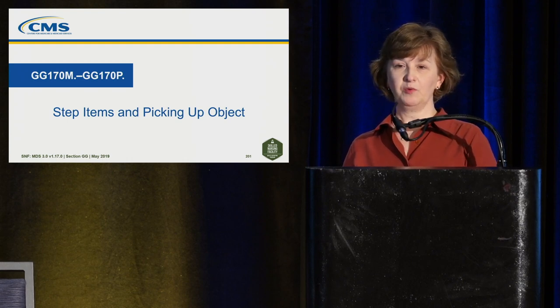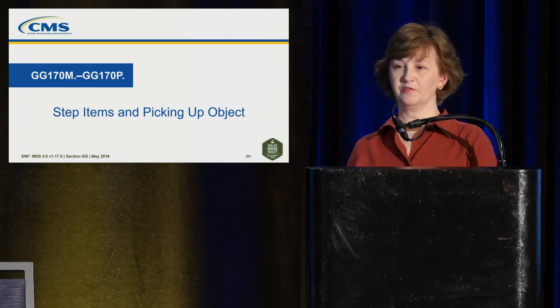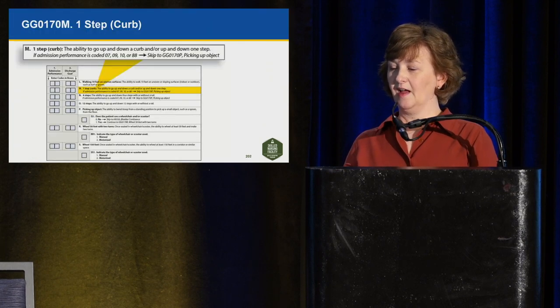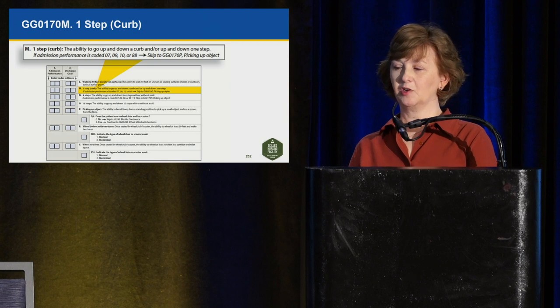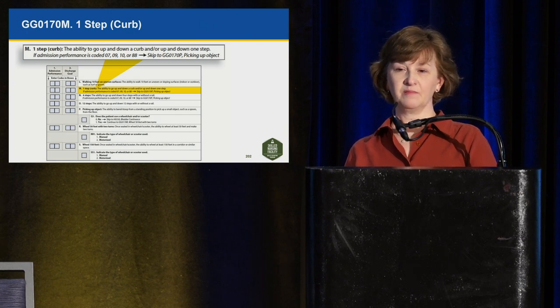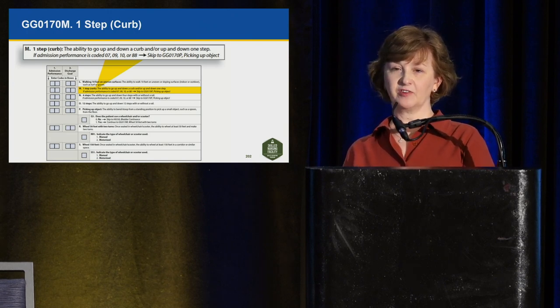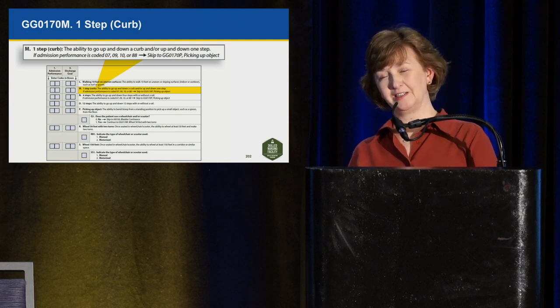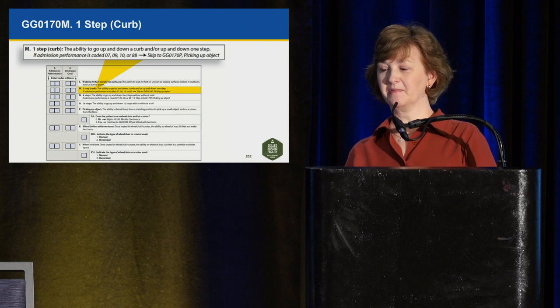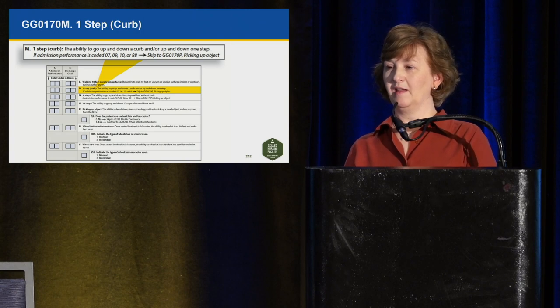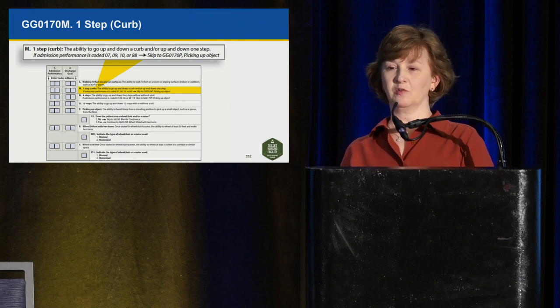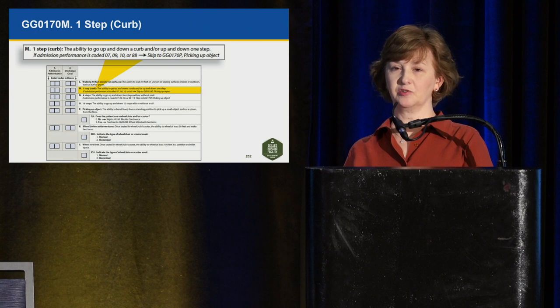Okay, so next we'll move to the steps item, stairs items, and also the pickup object activity. So the first activity is one step or a curb, and this refers to the ability to go up and down a curb and or one step. As with the walking item, 10 feet, we have several activities here related to stairs with an increasing number of steps. So if a resident is not able to go up one step or a curb, we think that they will not be able to go up and down 4 or 12 steps. So there is a skip pattern incorporated into this section in order to reduce burden.